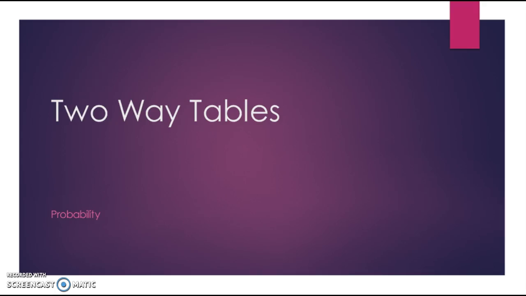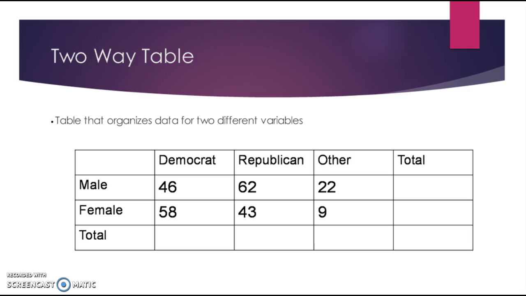Next up for our probability unit, we're going to look at two-way tables. This is another visual diagram, just like our Venn diagrams, and there's a lot of similarities between the two. We're still looking at two different things, which is why it's called a two-way table. So a two-way table is a table that organizes data for two different variables.